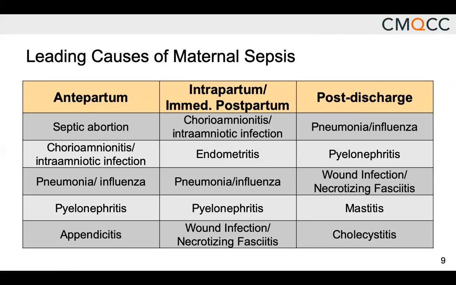The leading causes of maternal sepsis through the antepartum period are septic abortion, chorioamnionitis and intraamniotic infection, pneumonia, influenza, pyelonephritis, and appendicitis. The intrapartum causes are chorioamnionitis, endometritis, pneumonia, influenza, pyelonephritis, wound infections, and necrotizing fasciitis. Post-discharge causes are pneumonia and influenza, pyelonephritis, wound infection, necrotizing fasciitis, mastitis, and cholecystitis.